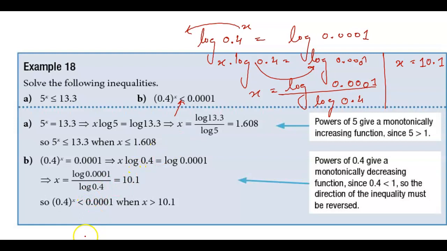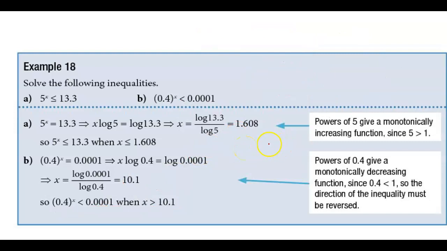Now see, children. Now you are having 0.4 raised to power x must be strictly less than 0.001, right? So you got x as 10.1. Okay. Your x must be greater than 10.1. Now here you might be getting confused, right? Why didn't we have x less than 10.1, right, children? That also we will be solving over here.